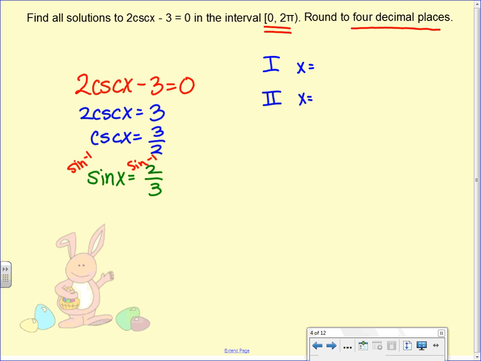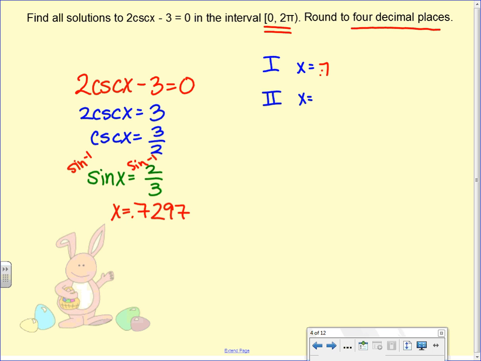Okay, so we want, in radian mode, inverse sine of 2/3. 0.7297 radians. Okay, what quadrant is that in, 1 or 2? Well, inverse sine is only defined in which 2 quadrants? Remember that? 1 and 4. So if you remember inverse sine is only in 1 and 4, you know that this is in quadrant 1.